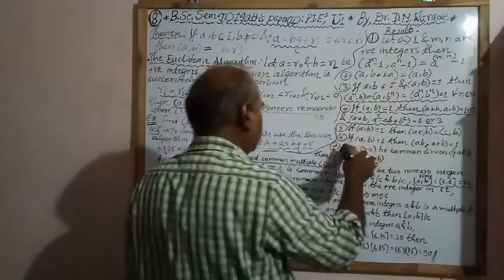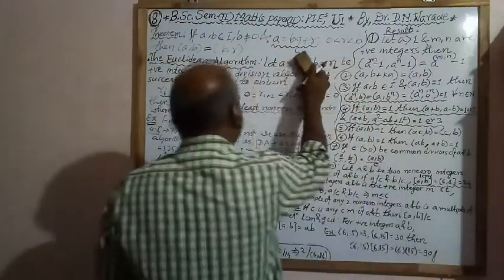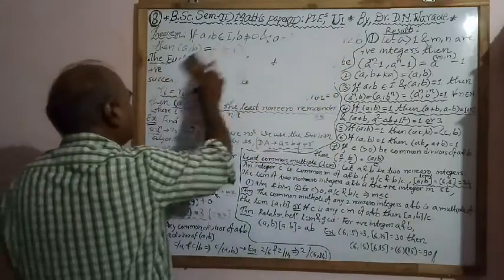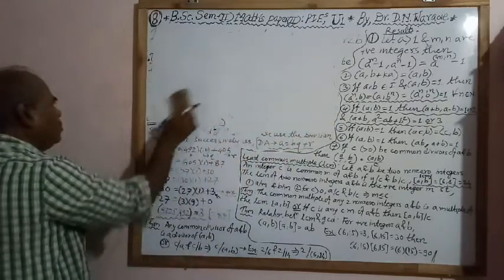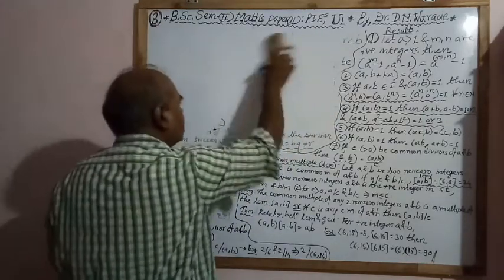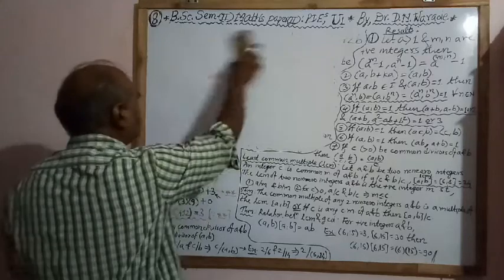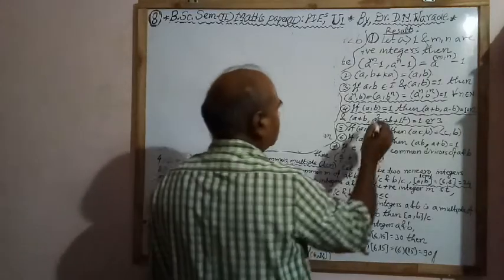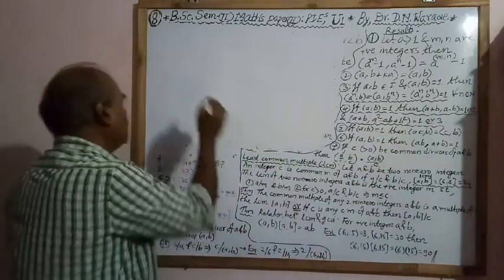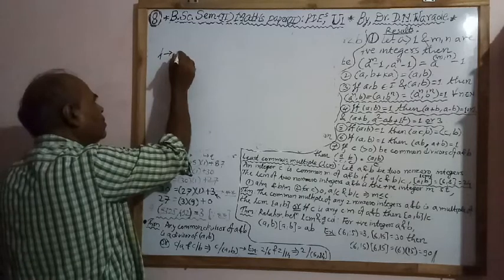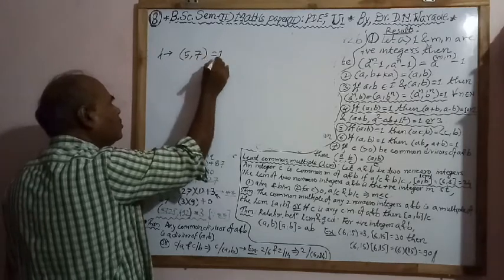Now in these rules, in these results, if I take GCD of A, B is 1, then let us try to verify these results. If I take this example, GCD of A, B equal to 1, the numbers GCD of 5, 7. What is GCD of 5, 7? 1.